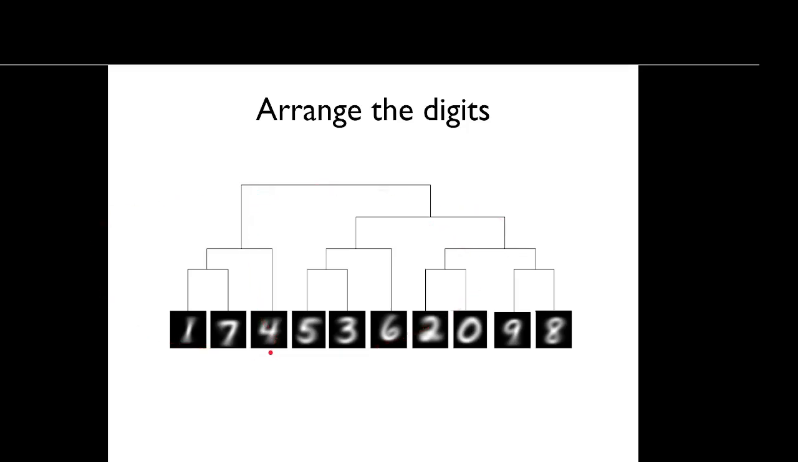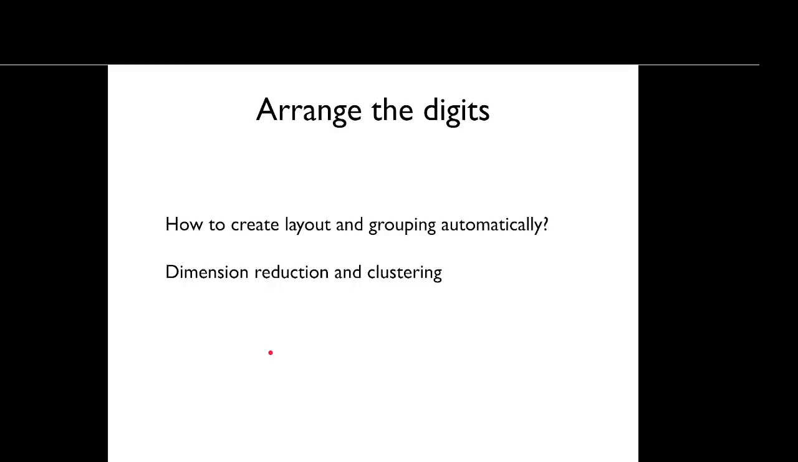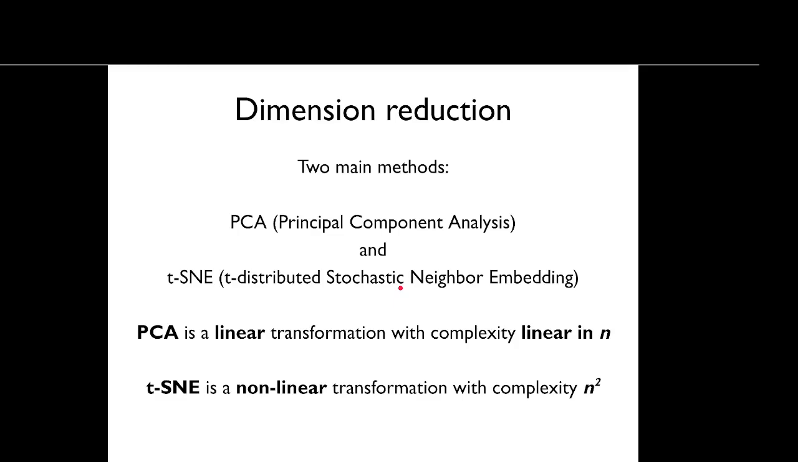Yeah, and those are essentially the two approaches to unsupervised learning. We do a layout in a two-dimensional space, or we group together, for example, hierarchically. And the two techniques are called dimension reduction and clustering. So now let's look into the major players of these techniques.